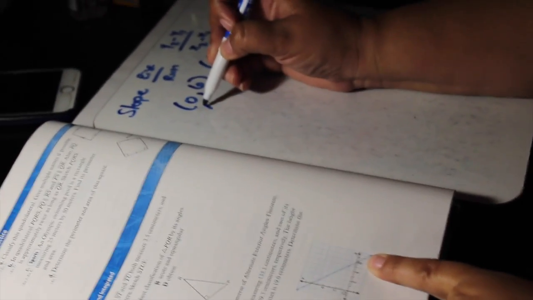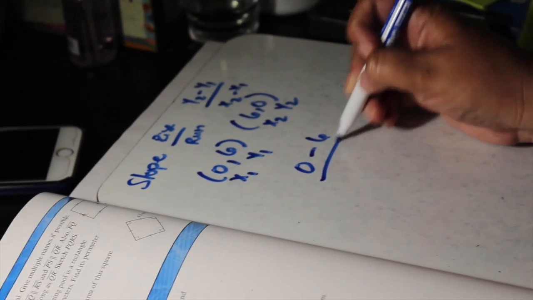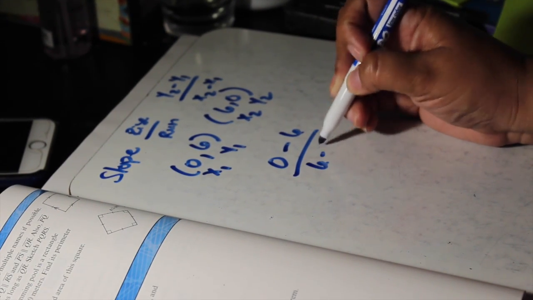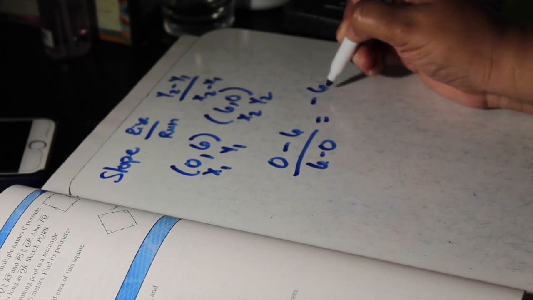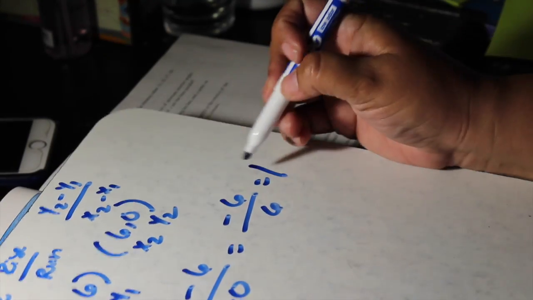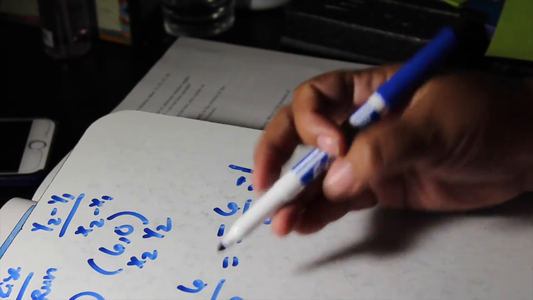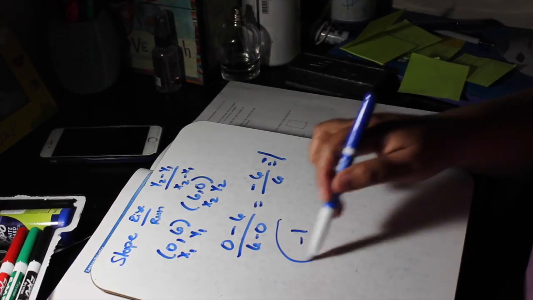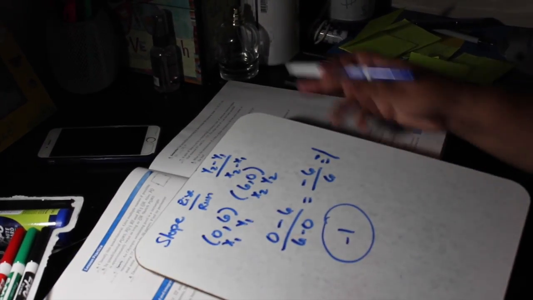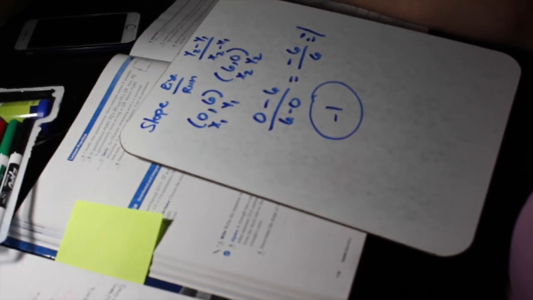Okay, so let's just go ahead and plug it in. x1, y1, x2, y2. All right, so y2 is 0 minus 6 over 6 minus 0, which is -6 over 6, or a -1. Okay, so the slope for this line would be a -1. I hope that makes sense, Luke. All I did was plug in the coordinates to the formula to find the slope.